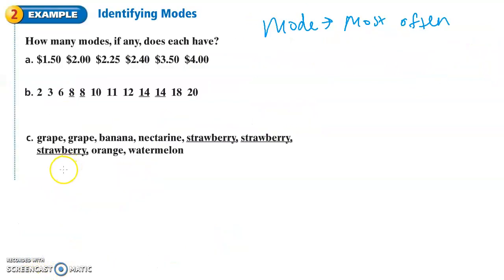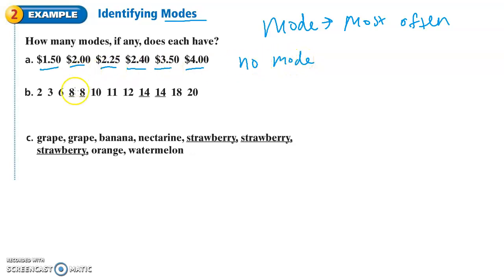Now let's go ahead and look at example number 2, identifying modes. Now remember, mode just means the most often. So how many modes, if any, so there might not be any, does each have? Looking at this group of numbers, $1.50, $2, $2.25, $2.40, $3.50, and $4, are any of them used more than once? No. Since they're all only used once, for this problem there is no mode. There's no number that's used more than any other number.